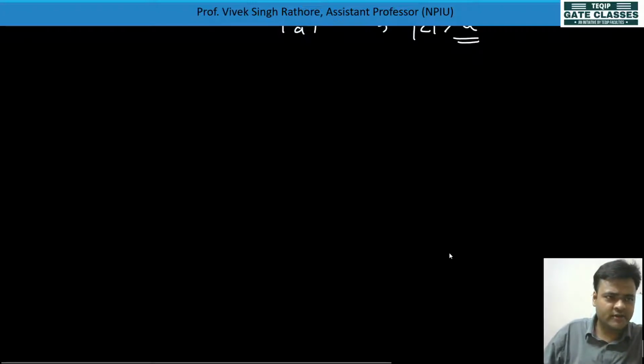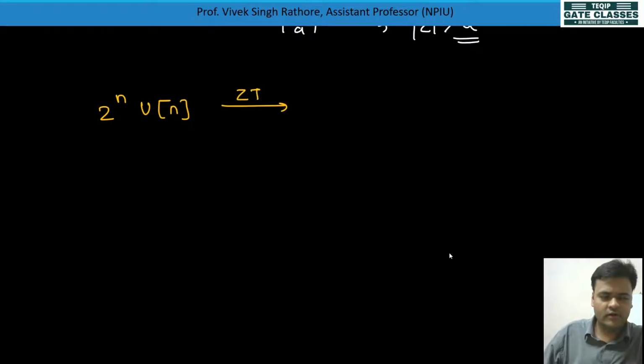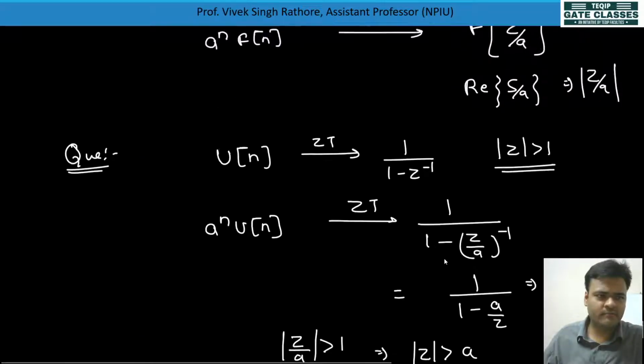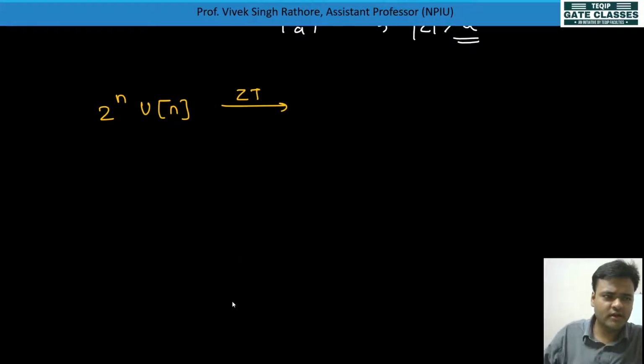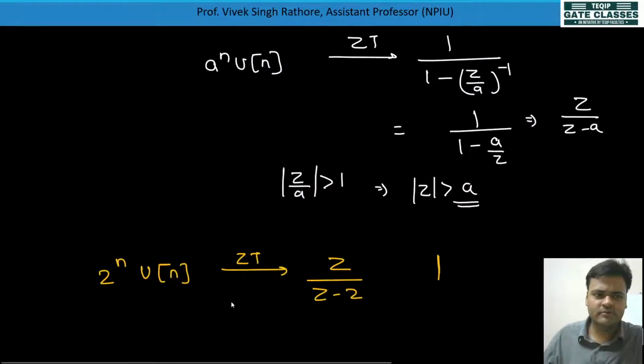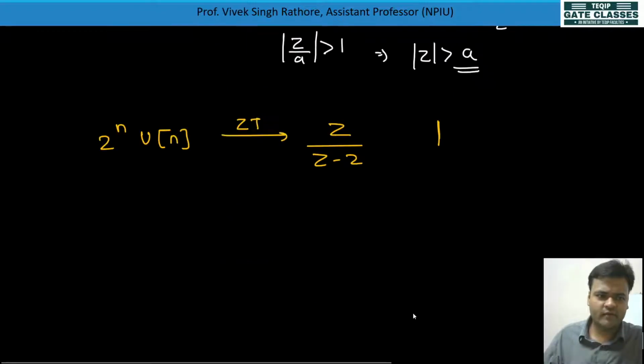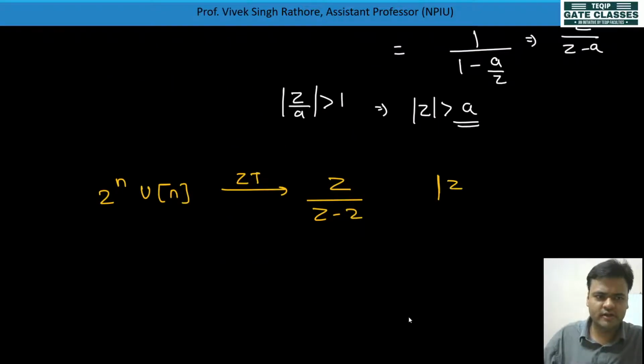Let's take an example. See, 2 to the power n multiplied with u of n. We have just seen the property: u of n is 1 by 1 minus z inverse, and a to the power n u of n is z by z minus a. So here it will be z by z minus 2, and the ROC is mod z greater than a, so mod z will be greater than 2.